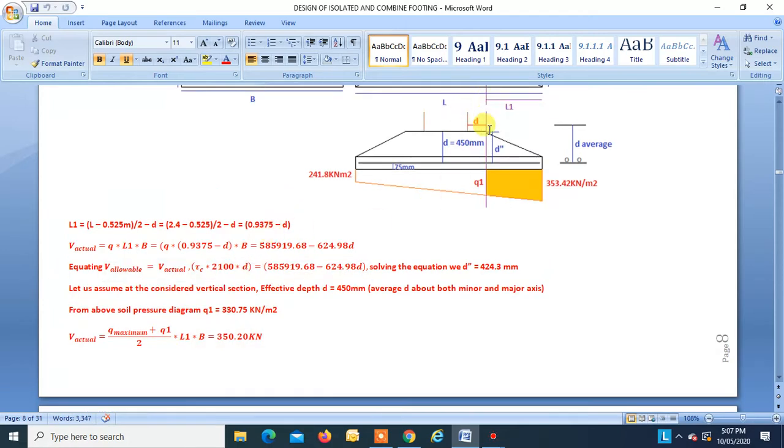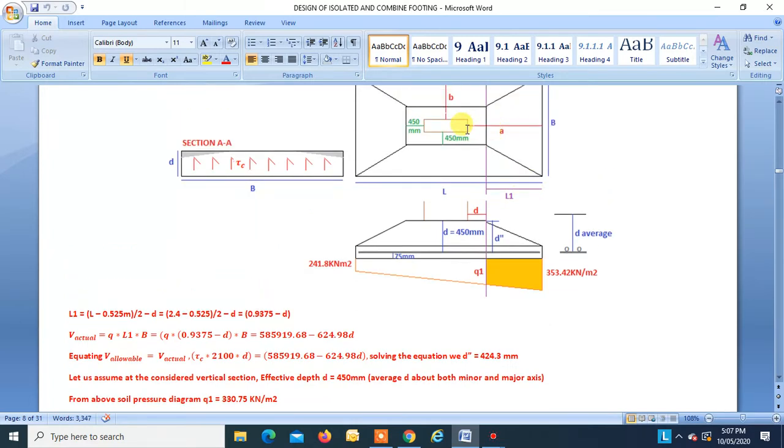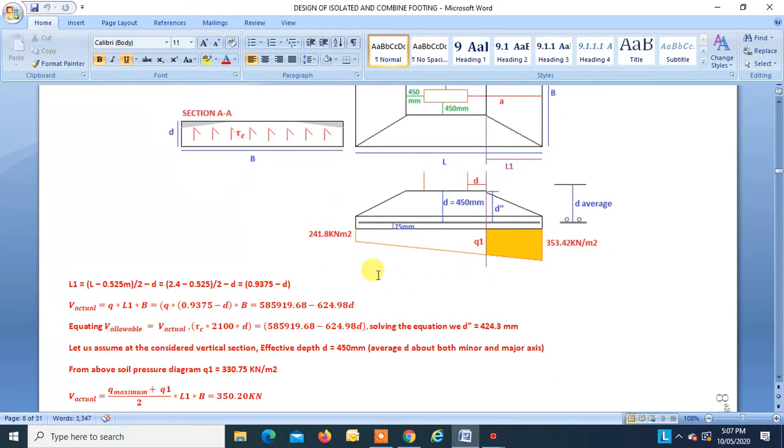Now we have already assumed D. So we know this actual L1 now. Actual L1 is 0.9375 minus 0.45. Once you know L1, you can find Q1 at this section. The Q1, that is soil pressure diagram, Q1 is equal to 330.75. You can find it easily by doing interpolation, right?